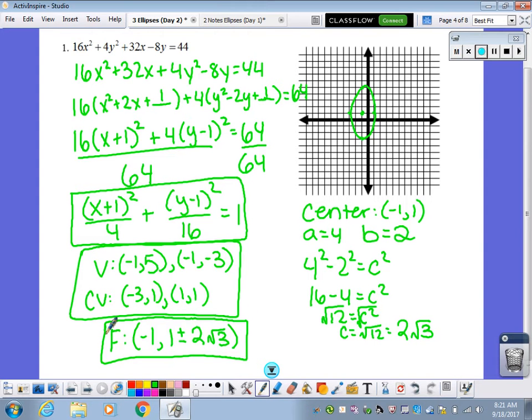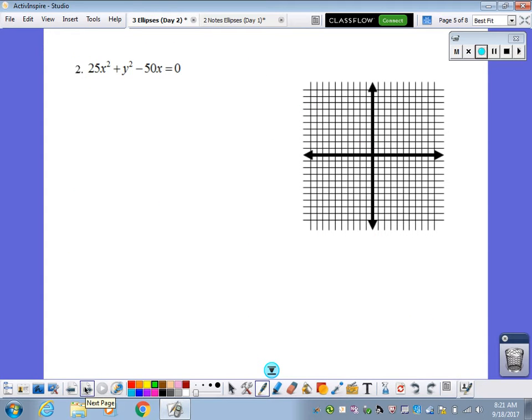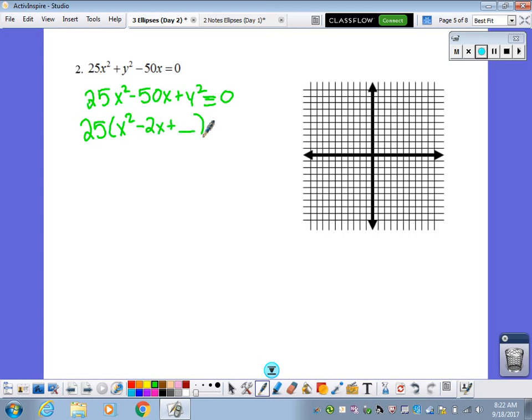Now let's go on to our next problem. So just as before, we need to get this in standard form. And to do that, we need to get all of our x's together and all of our y's together. So we write 25 x squared minus 50x plus y squared is equal to 0. Take out the largest number, we get 25 times x squared minus 2x plus blank as before plus y squared is equal to 0. Split in half, square it, that gives us 1.